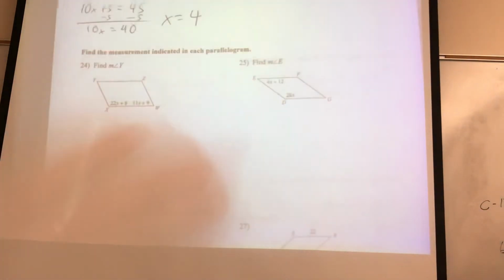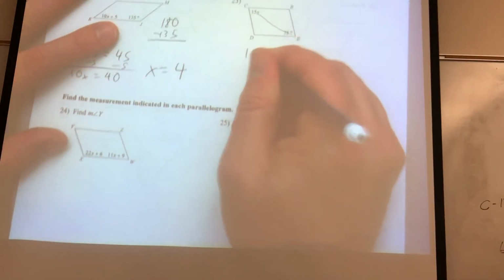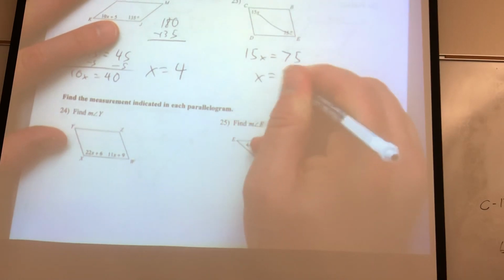And again, I'll do number 20. Well, number 23, they're opposite corners. They're just equal. That's 15x equals 75. So x is equal to 5.